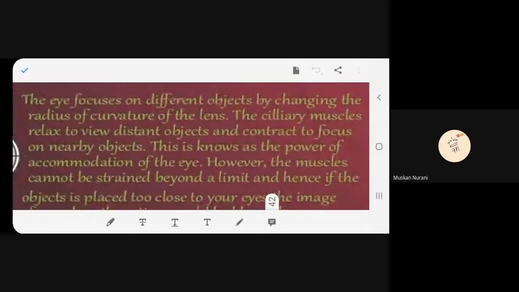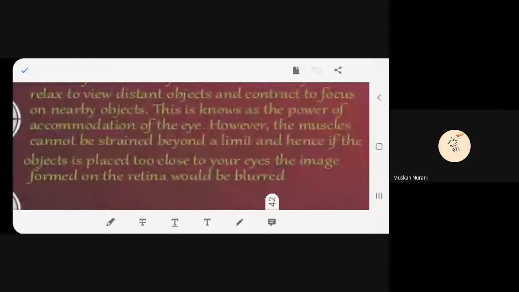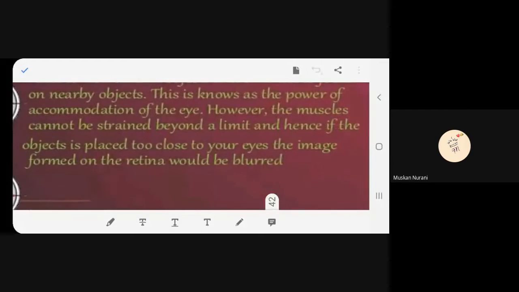The eye focuses on different objects by changing the radius of curvature of the lens. The ciliary muscles relax to view distant objects and contract to focus on nearby objects. This is known as the power of accommodation of the eye. However, the muscles cannot be strained beyond a limit, and hence, if the object is placed too close to your eyes, the image formed on the retina would be blurred.